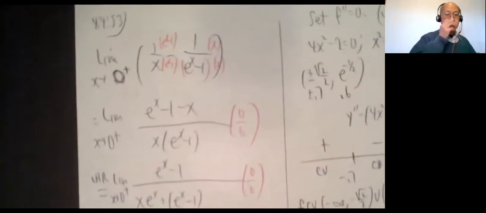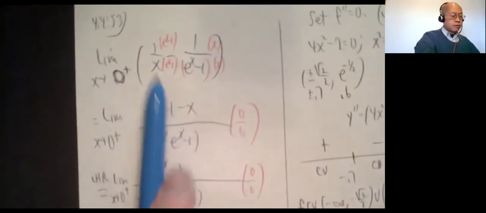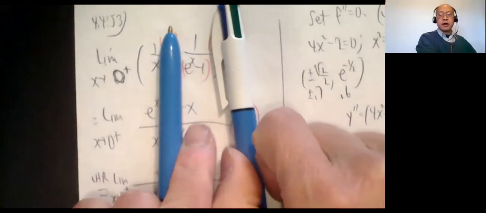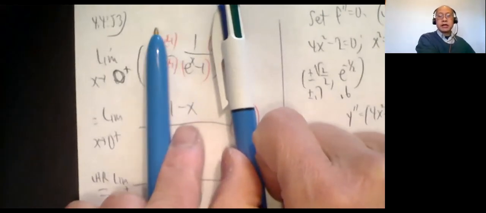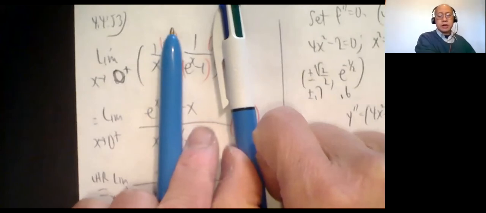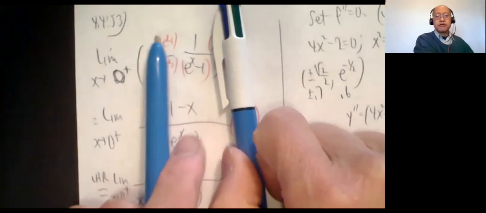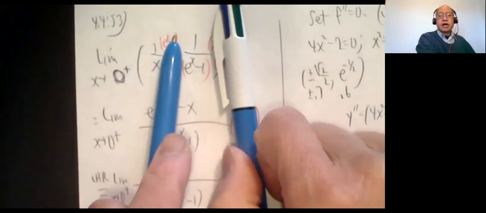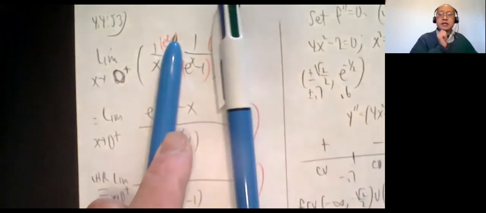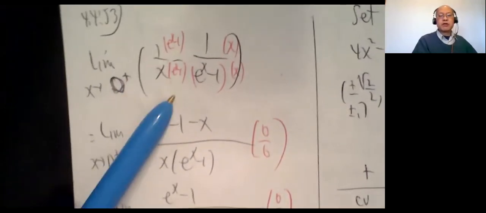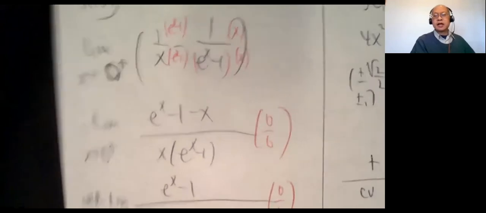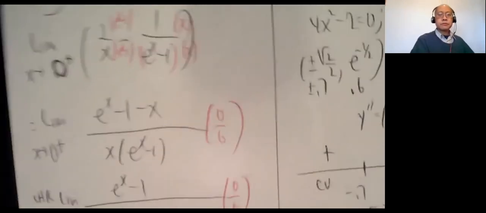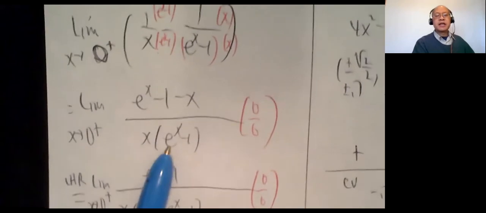So problem 53 in 4.4, which looks like this: temporarily ignore the red. Limit as x approaches 0 from the right of 1 over x minus 1 over e to the x minus 1. Okay, and I can't do anything with this until I combine the two fractions, right? So the original had 1 over x minus 1 over e to the x minus 1. I get a common denominator, which basically means the right side needs the left and the left side needs the right. So this side is multiplied by e to the x minus 1 over e to the x minus 1, and this side I need x over x, right? That way my common denominator is x times e to the x minus 1.